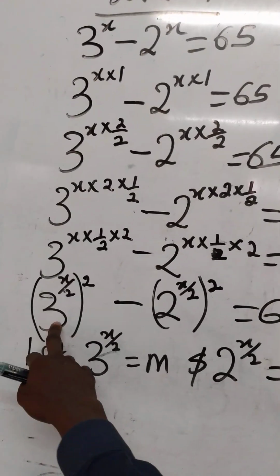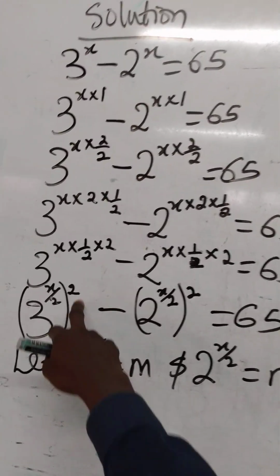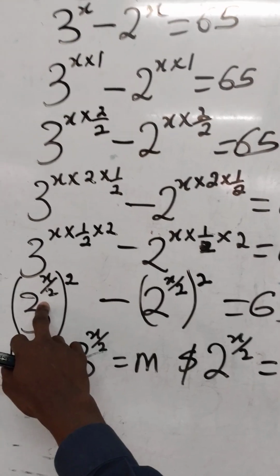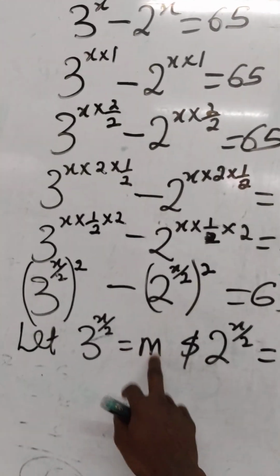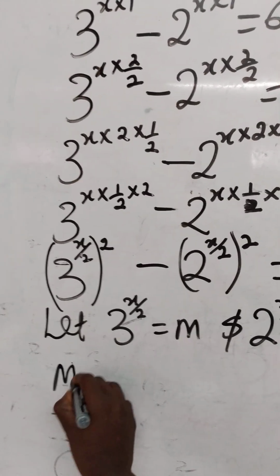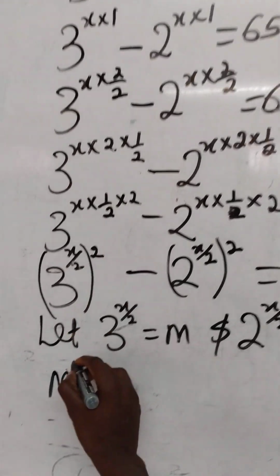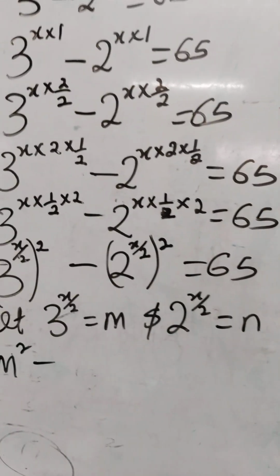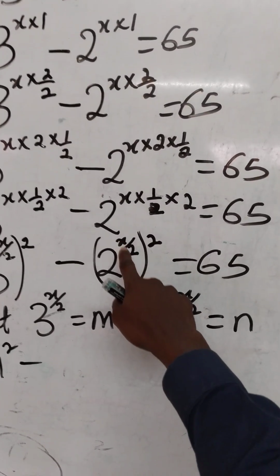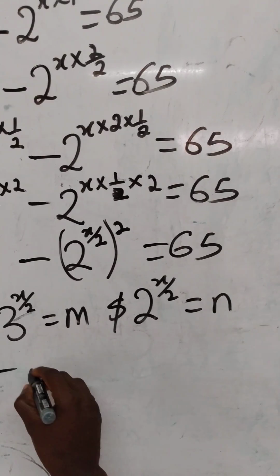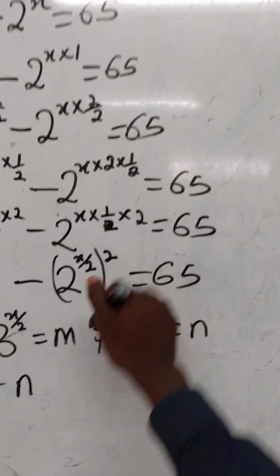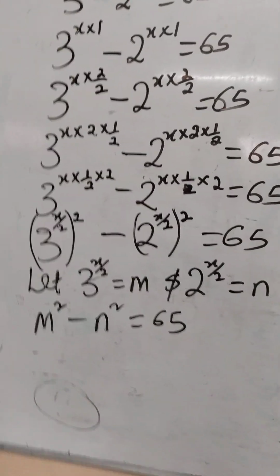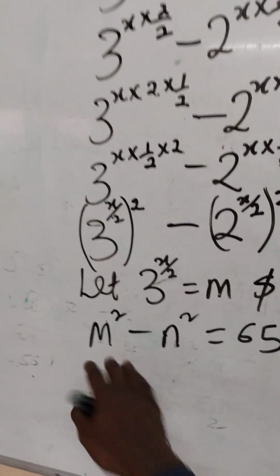So if 3 raised to the power s over 2 equals m, and we have power 2 here, that means m is carrying the power of 2, m square, minus this 2 raised to the power of s over 2. This 2 raised to the power s over 2 is n. That's n, carrying the power of 2, n square, equals to what? 65. Now don't forget that this is what we call difference of two squares.